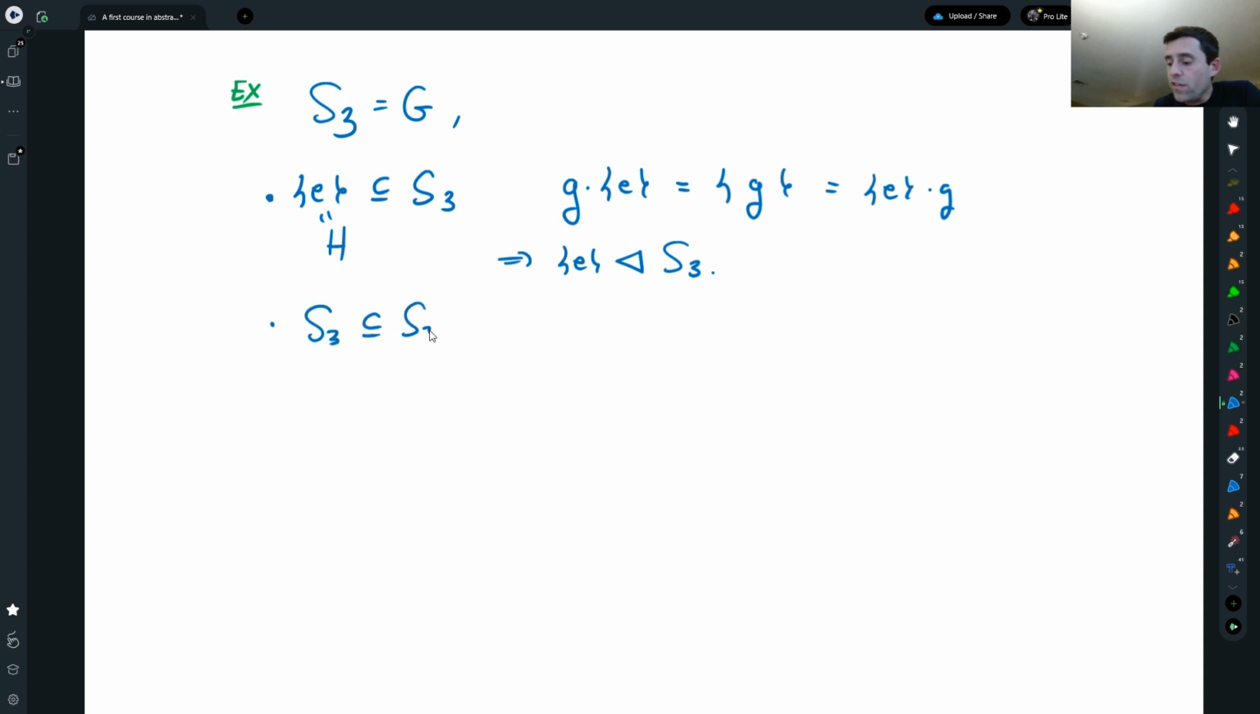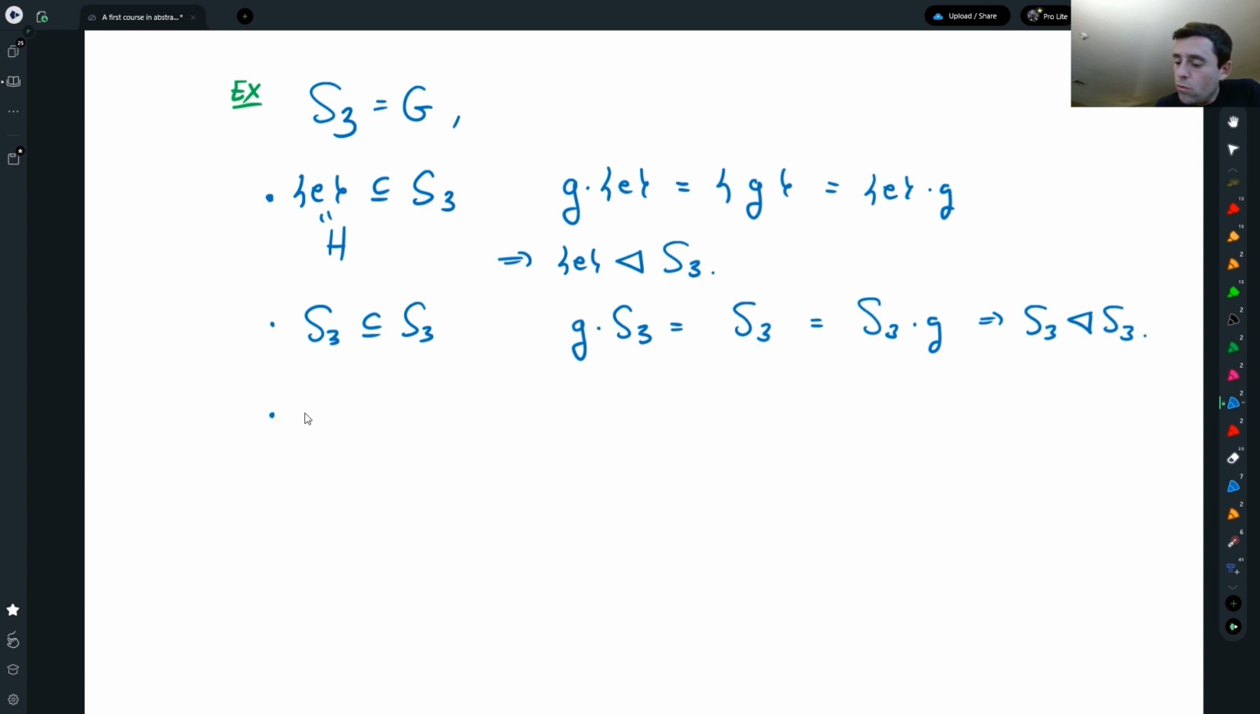S3 as a subgroup of S3 is definitely a subgroup, and it is also normal because G times S3 is just going to be left multiplication of S3, which is a bijection. We saw that before, and that gives me all of S3 back, which is the same as multiplying on the right-hand side. So the entire group is normal in the group. Those are normal subgroups. Great.